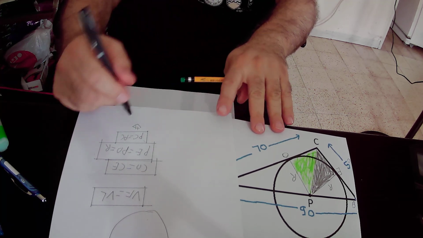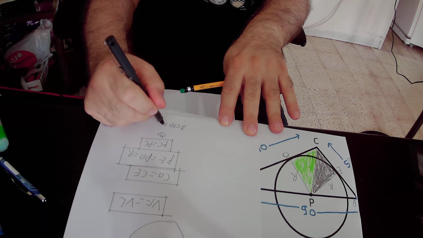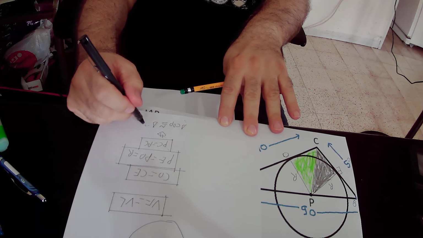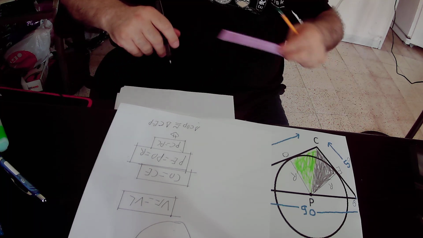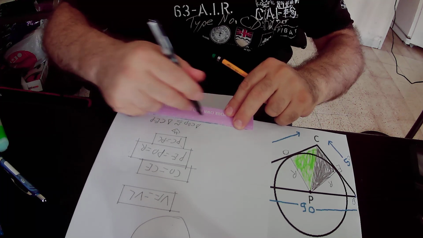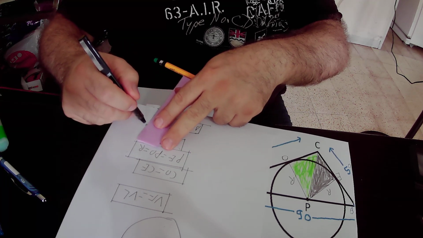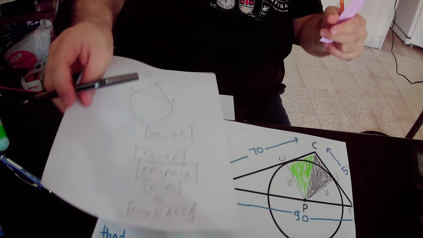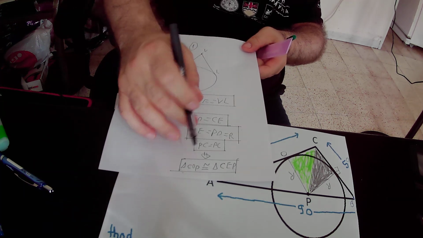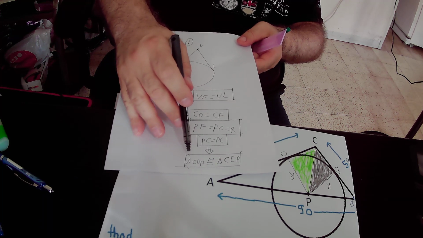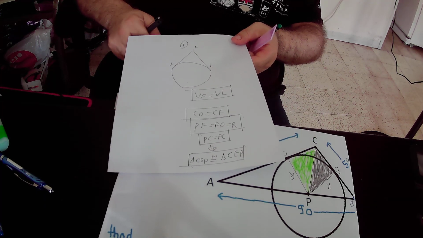We can deduce that triangle COP is congruent to triangle CEP. Because three sides of the green triangle are equal to three sides of the black triangle, we can deduce that the green triangle is congruent to the black triangle, or triangle COP, that is the green triangle, is congruent to triangle CEP, that is the black triangle.